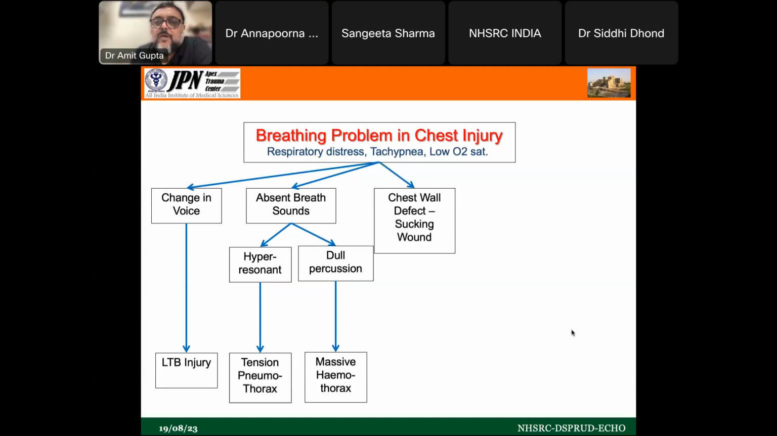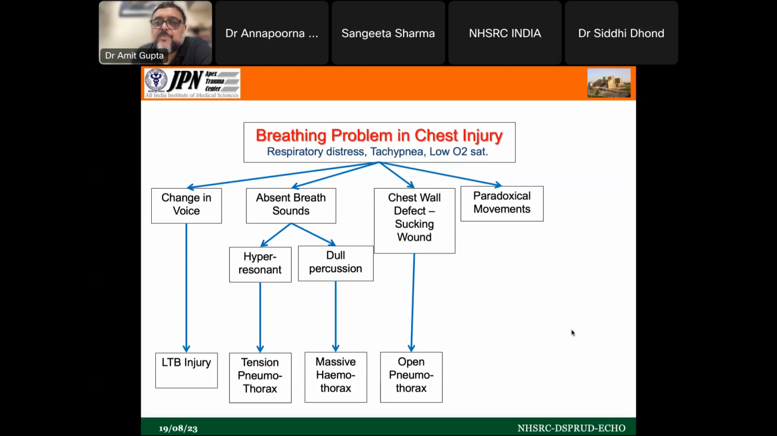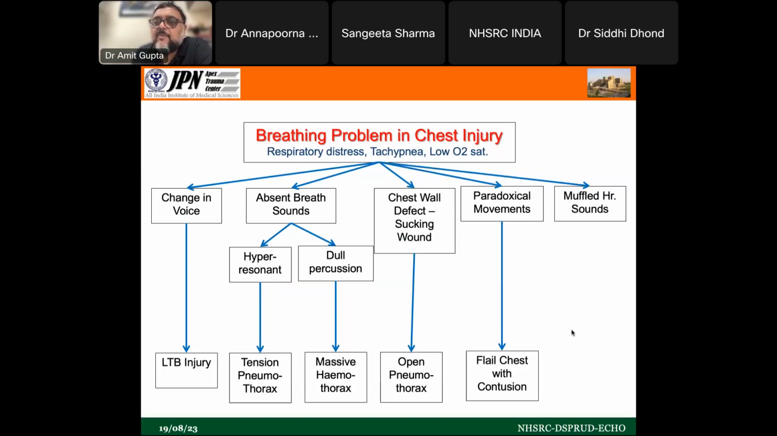Remember that. If there is a chest wall defect and there is an open pneumothorax, you can seal it from three sides, or you can close it and do an ICD drainage if you are in a hospital. If there are paradoxical movements, you might have a flail chest at hand, and the best, if you cannot manage a flail chest, is to just provide them adequate oxygenation, prevent hypotension, and send them to a higher level of care. Again, same for if there are muffled heart sounds, there might be a cardiac tamponade. Quickly assess. If you have an ultrasound, just do a pericardial window.